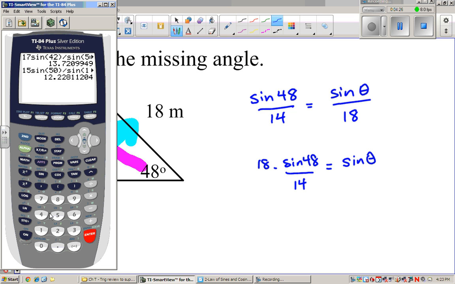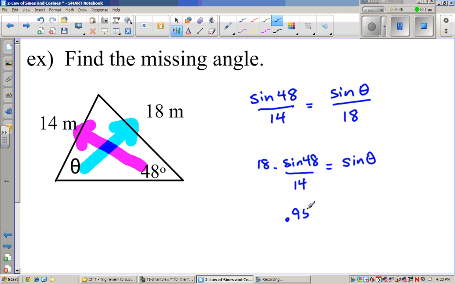Now this time, when we put this in our calculator, we have 18 sine 48. We're going to divide that by 14. And what we get is this decimal. This is not our answer. This is the sine of theta. I'm going to take a moment and write this down. So it's 0.95547. It's going to go on, equals sine theta. And to get our answer, we have to do the inverse sine of that.